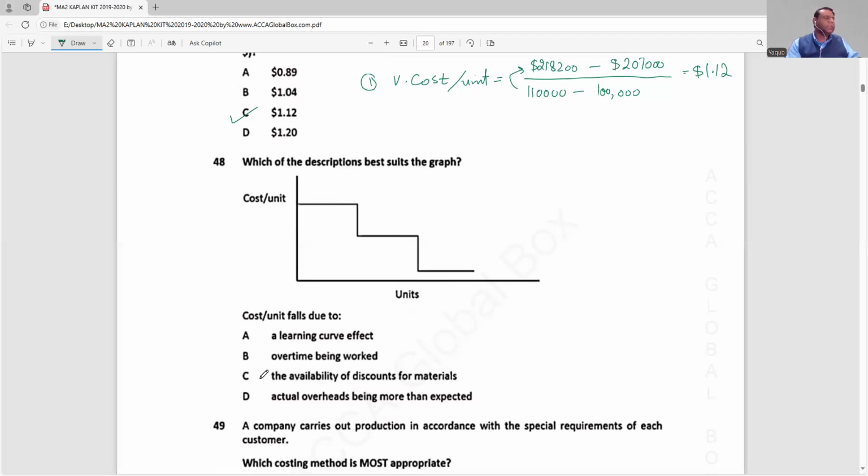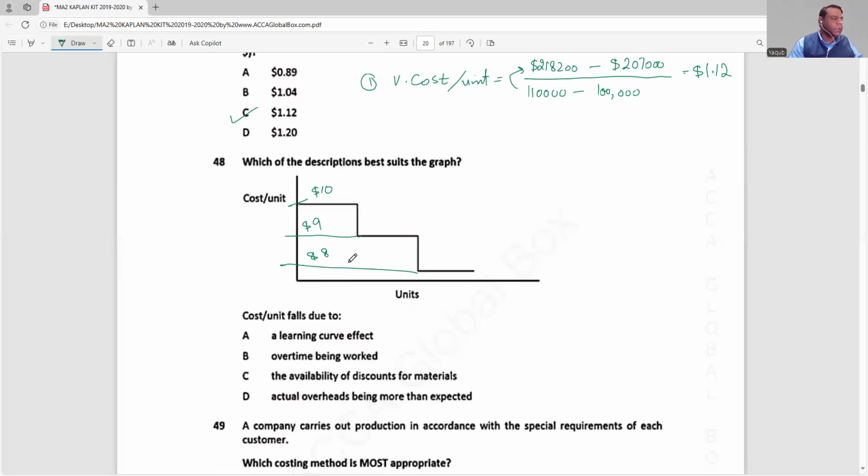Availability of discount for the material. It shows that there is availability of discount for the material. That discount is available, that's why our total cost is doing what? Our total cost of material is falling. Actual overheads being more than expected. If it is being more than expected, then it must not fall, it must rise. Cost per unit is consistently falling. Suppose here it was $10 per unit. Now it has reduced to suppose 9. Now it has reduced suppose to $8 per unit.